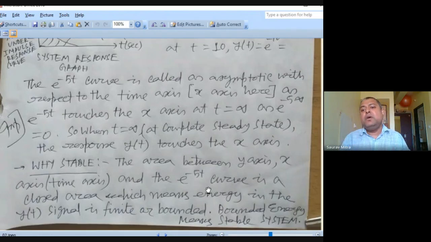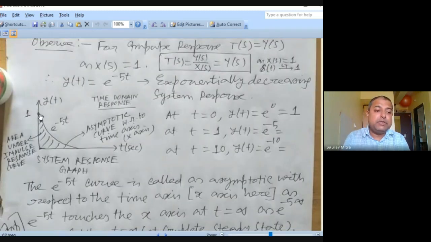So this is why, if the pole is on the left side, then only it is going to be e raised to minus 5t or e raised to minus at, and if it is e raised to minus at, then the system is going to produce a curve which has area under the curve as finite or bounded. So this is called bounded energy, or a bounded curve. Hence the system is going to be called a stable system.